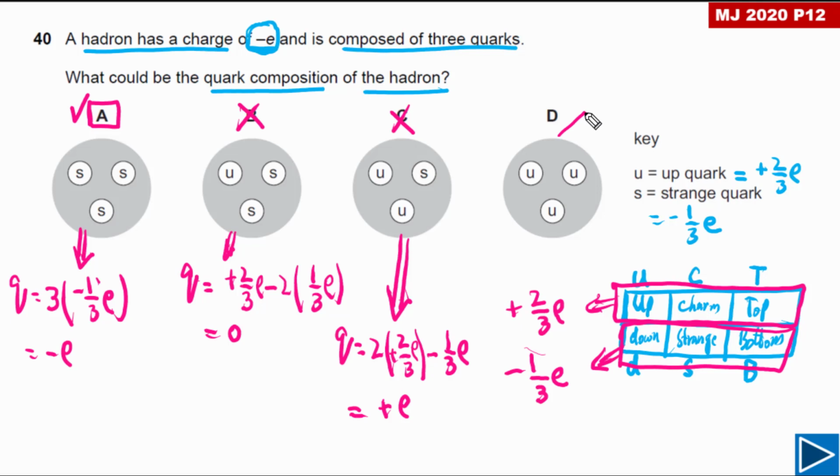If we look at D now, on D we have 3 up quarks, so the total charge is equal to 3 times the charge on each up quark. So we can write down this is 3 multiplied by 2 by 3e. So in this case our final answer is plus 2e, and this is not equal to minus e, so this is also not correct option. So the A is the answer.